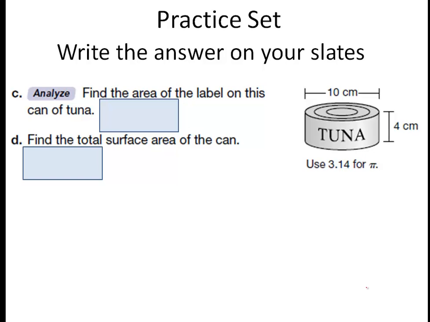Okay, let's look at C there. Let's find the area of the label on this can. So it tells us that the label, we've got to find the circumference. And then we're going to times it by the height of the can, because we're going to unroll that paper. And so we're going to take 10 and we're going to times it by 3.14, which equals 31.4. And now we got 31.4. We're going to times it by 4, which is our height. And so for A, we're going to get a total of 125.6 centimeters squared. Now we've got that. We're going to keep that information because we can use it for D. We can use that 125.6.